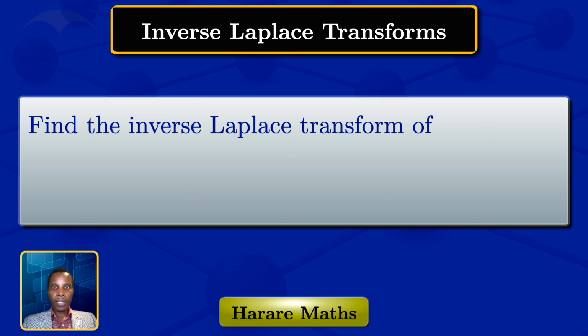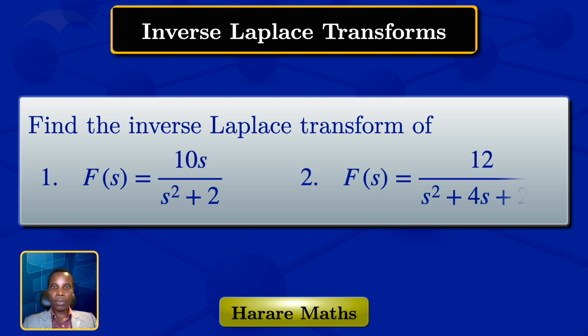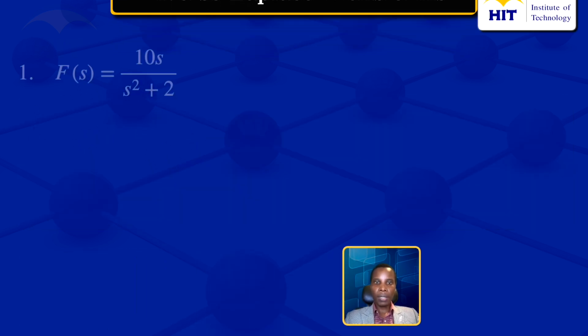I'm going to find the inverse Laplace transform of F(s) equals 10s divided by s squared plus 10. And then for the second one, we have F(s) equals 12 divided by s squared plus 4s plus 20. So I'll start by looking at the first one there.